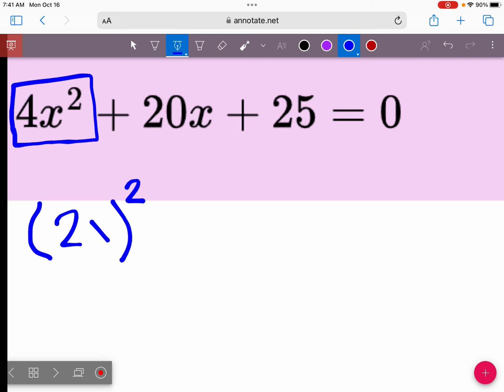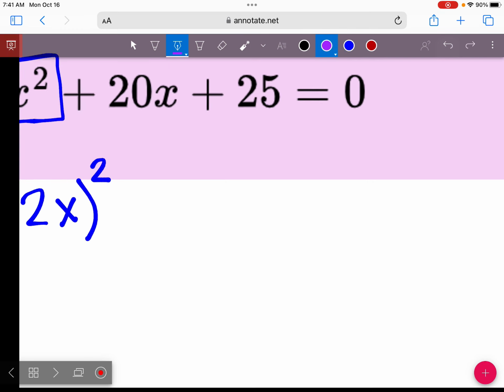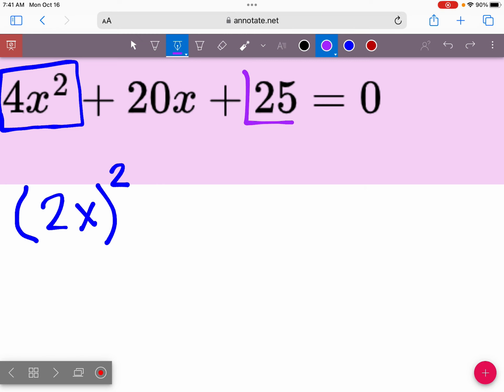This is the same thing as 2x squared. What number, when squared, gives us 25? 5. So those are our two pieces that we're going to use to put together this special product.